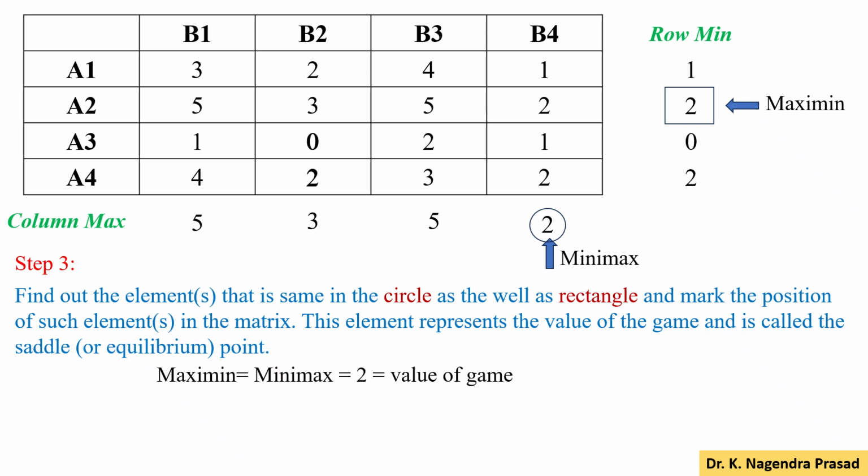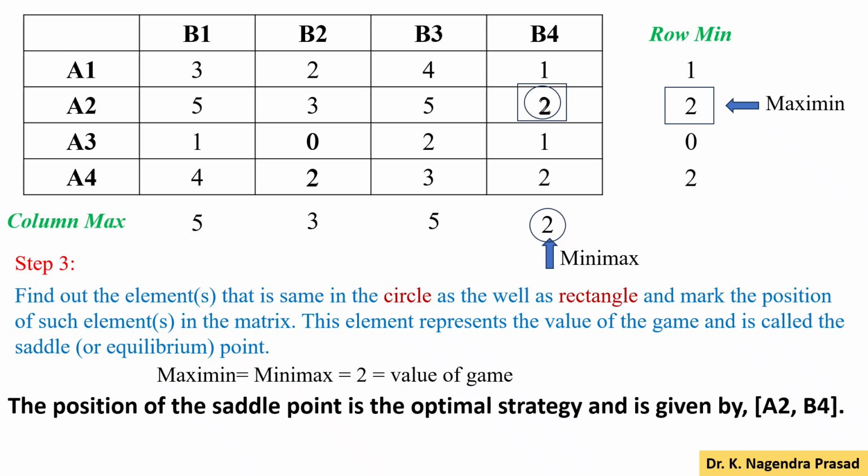So we have to find the element that is the same in the circle as well as the rectangle and mark the position of such element in the matrix. This element represents the value of the game and is called the saddle point. So here the element 2 is the same in the circle as well as in the rectangle. So we mark the element 2, and we call this point the saddle point.